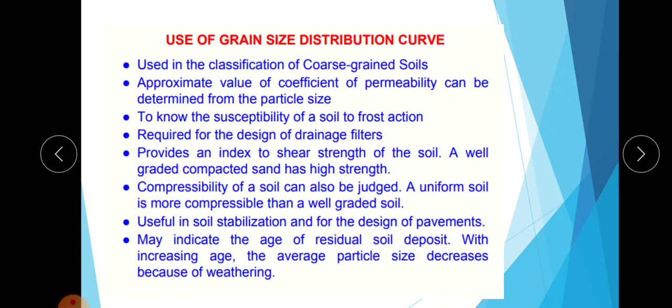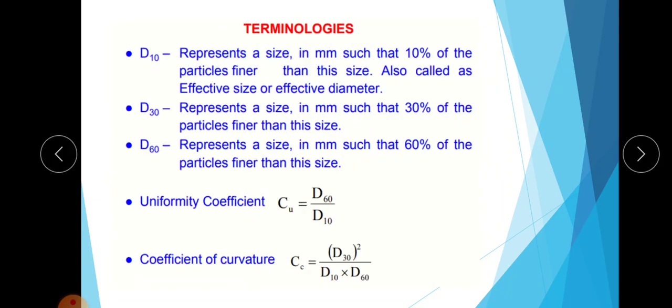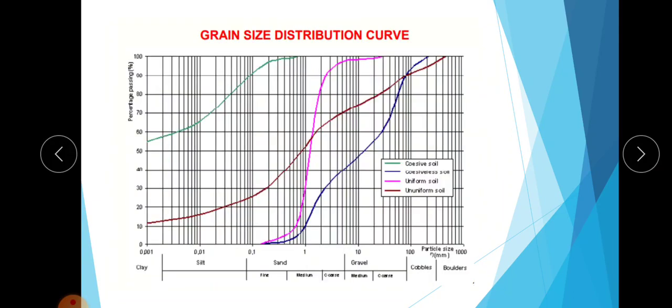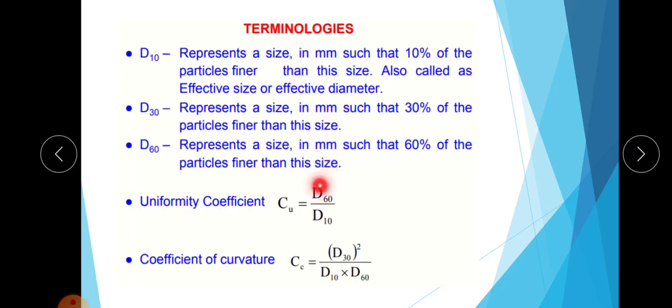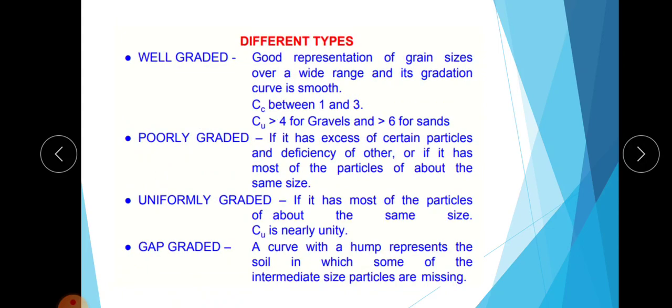So this is sieve analysis. The result of sieve analysis is plotted as a grain size distribution curve. These are the important terminologies obtained from this curve: D10, D30 and D60. Using these there is uniformity coefficient Cu and coefficient of curvature Cc. And this is very important, that is the classification of soil from the grain size distribution curve, that is well graded soil, poorly graded, uniformly graded and gap graded soil.